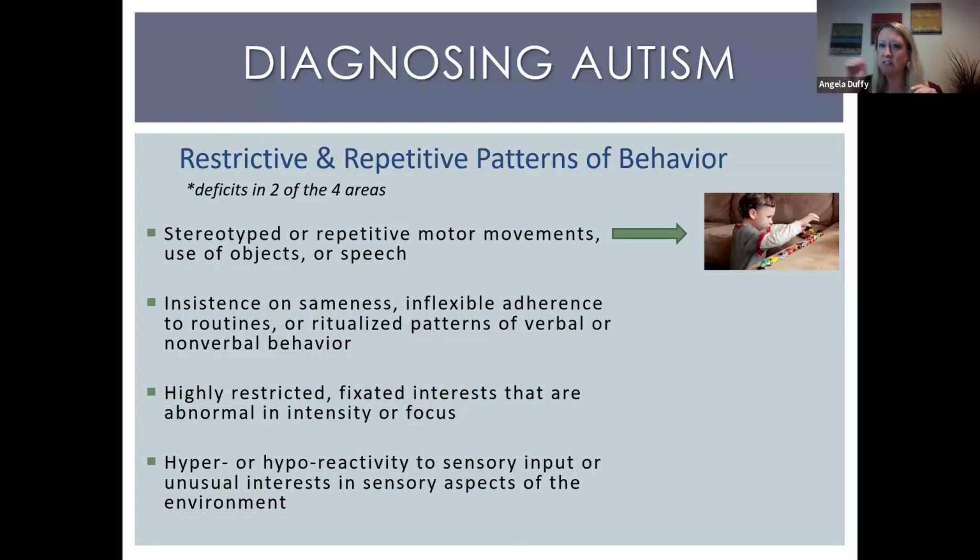Those are the types of things that we might see for this first area. The second is insistence on sameness, inflexible adherence to routines or ritualized patterns of verbal or nonverbal behavior. A lot of autistic individuals really like the same routine, or using the same things in their life. It creates structure, and they know what to expect, and that often decreases a lot of the anxiety they might already have.